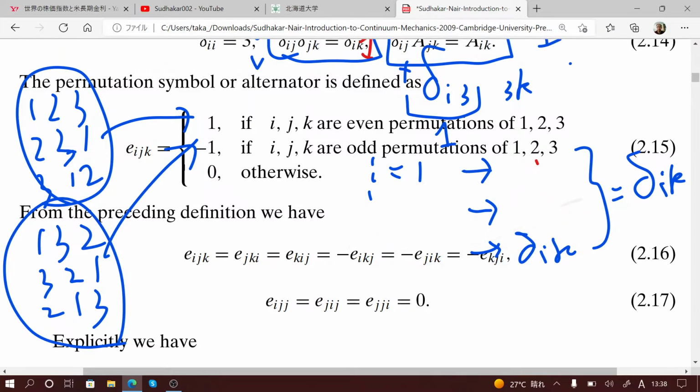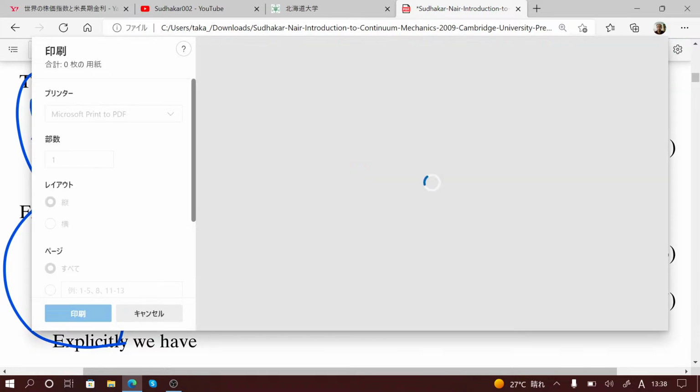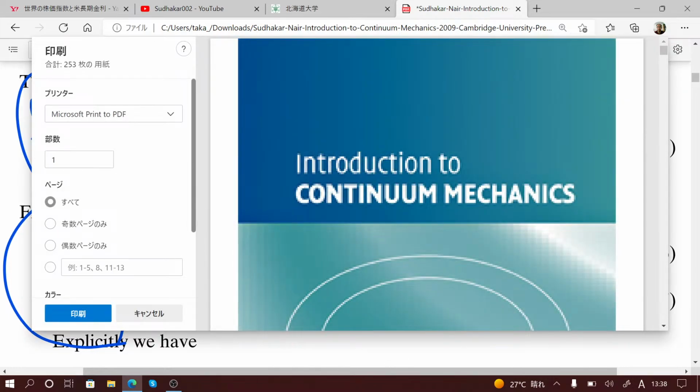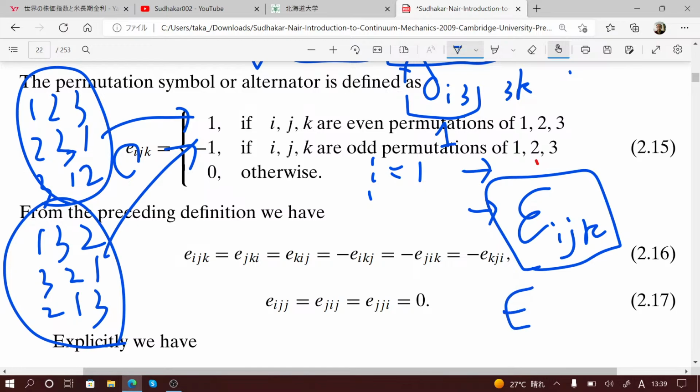From the preceding definition we have, let's see, epsilon ijk. Here it's E, I'm sorry, but in many cases we use epsilon, not E. Epsilon ijk is the more common symbol for this purpose.